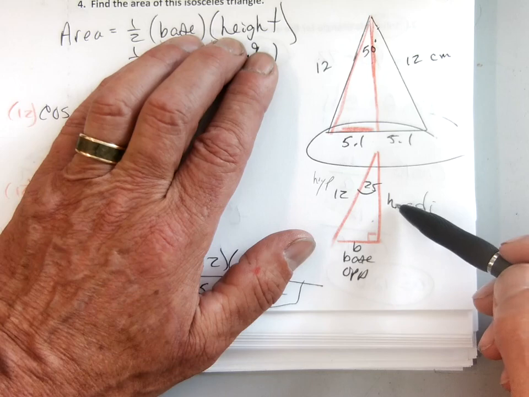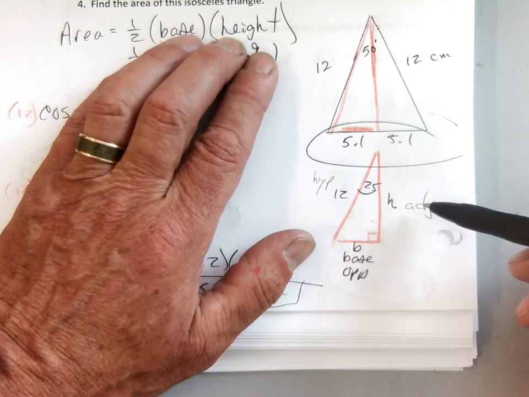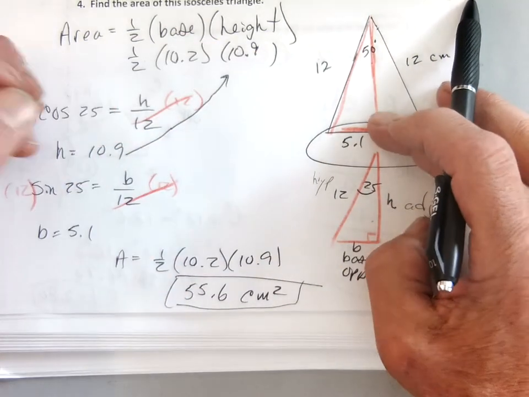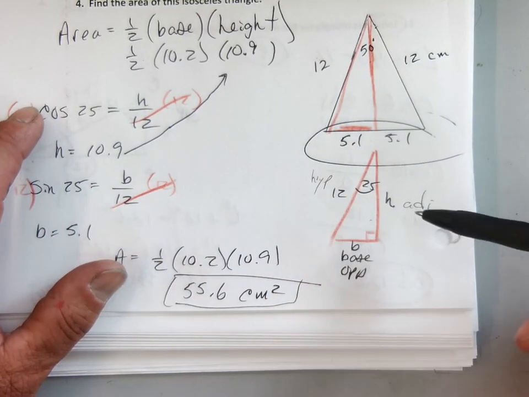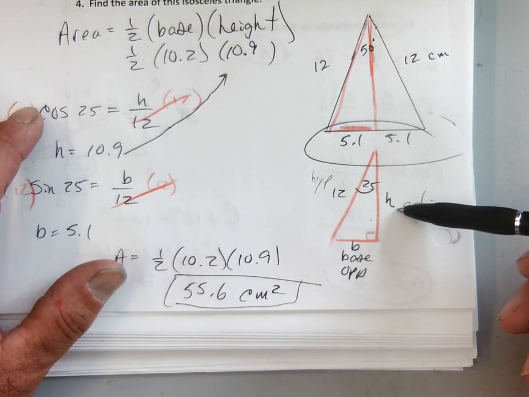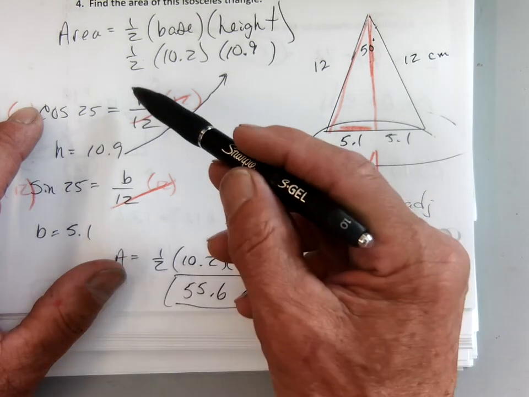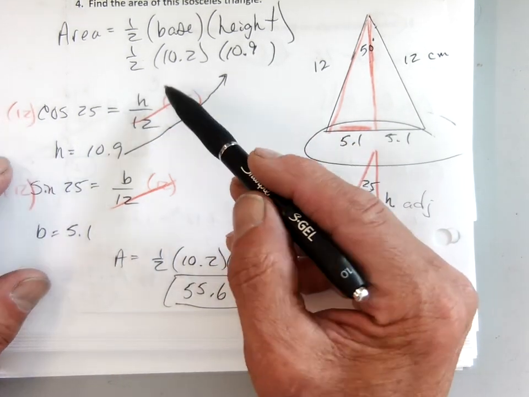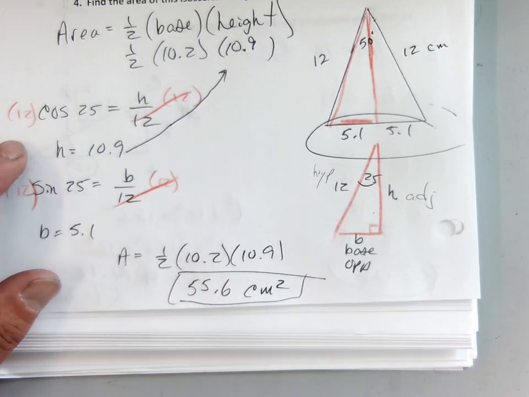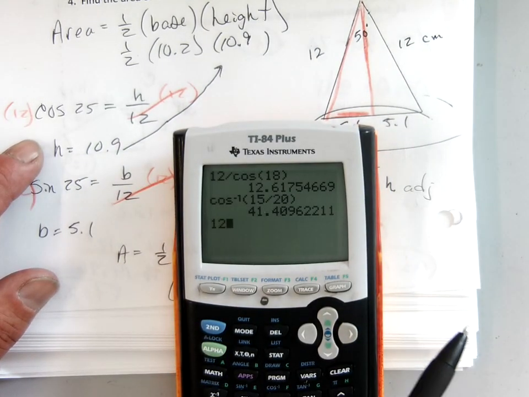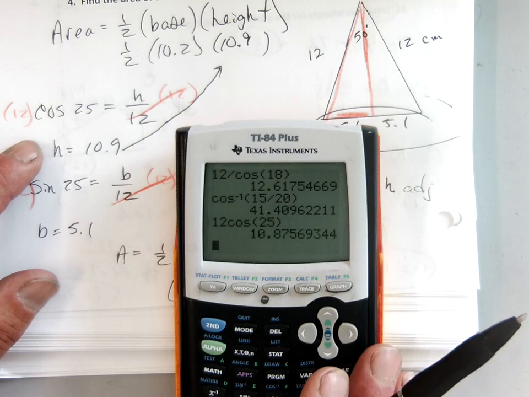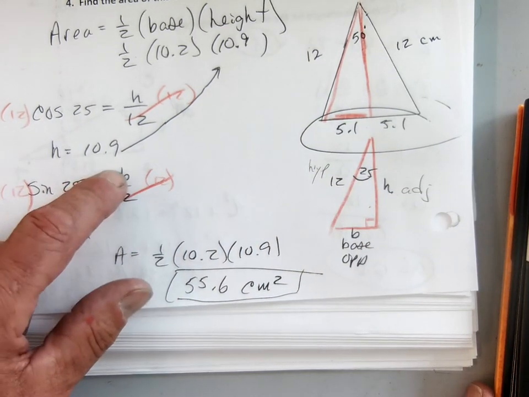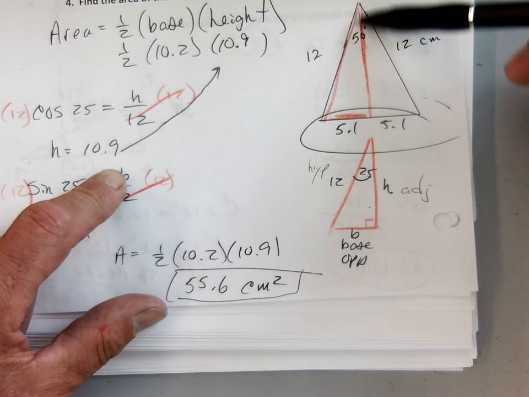So we found the height first. From the angle, that's my adjacent side and my hypotenuse, so I set up cosine. Cosine of 25 is equal to the adjacent over the hypotenuse, or h over 12. To solve it, I multiply by 12. I use my calculator, 12 times the cosine of 25, and I get an answer of about 10.87, or 10.9. That's the height of the triangle.